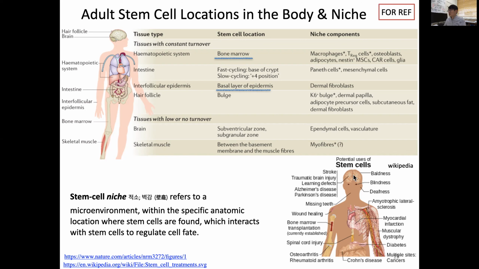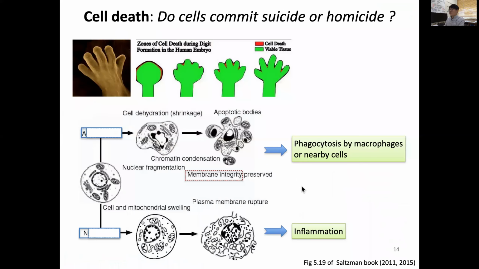So this is an example of stem cell potential use. You can see many diseases, or baldness, blindness, missing teeth, wound healing, virtually all kinds of disease may benefit from understanding and engineering of stem cells. So that's why it's so interesting.